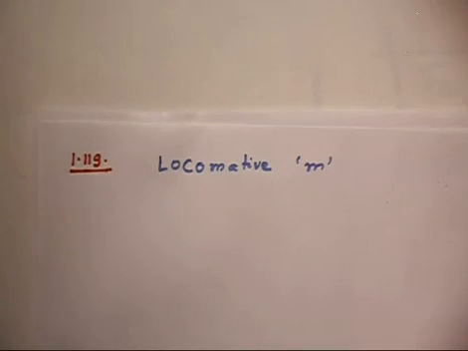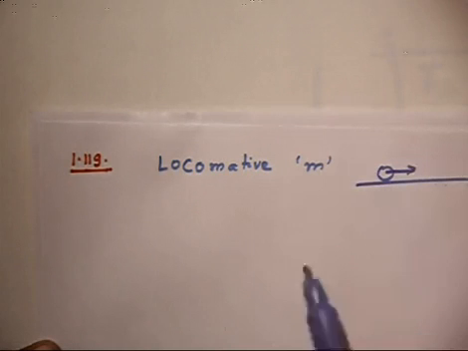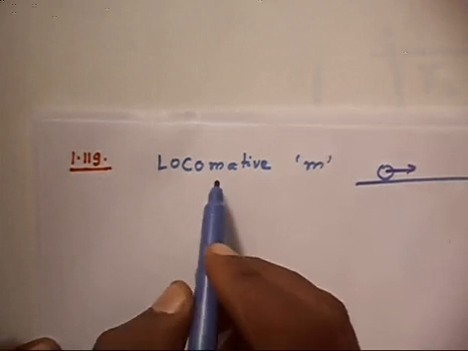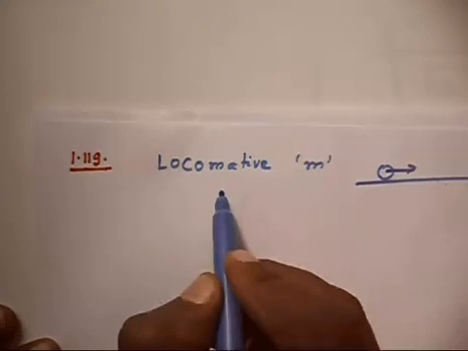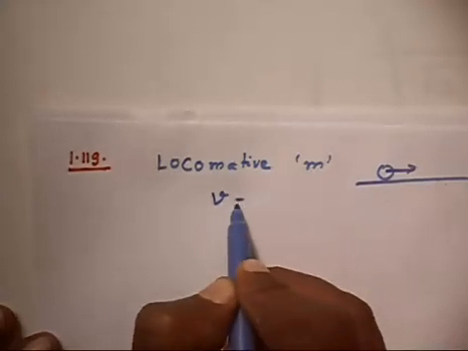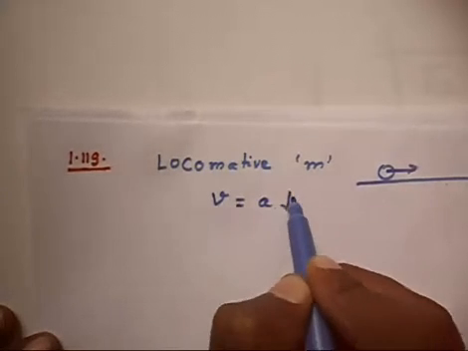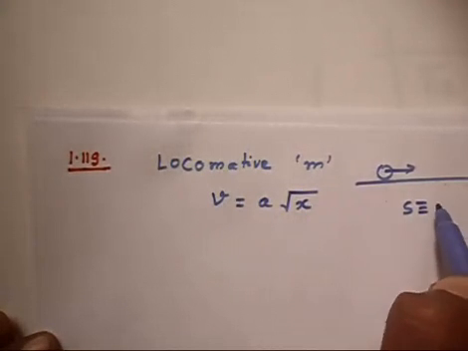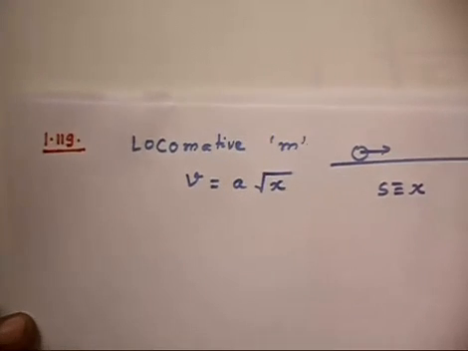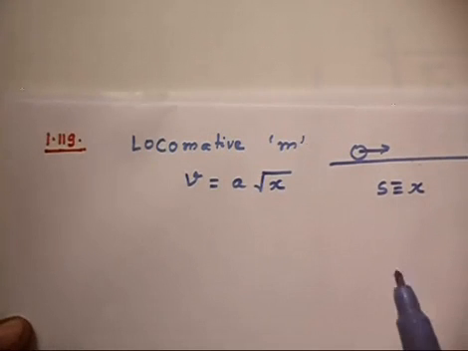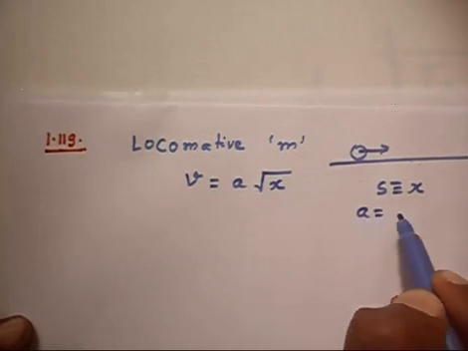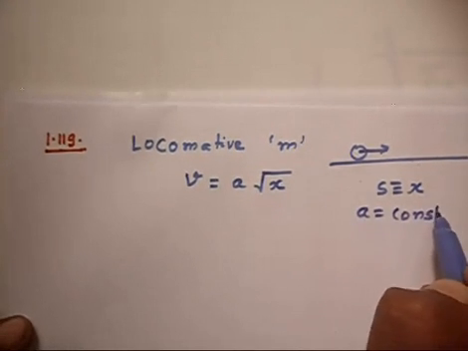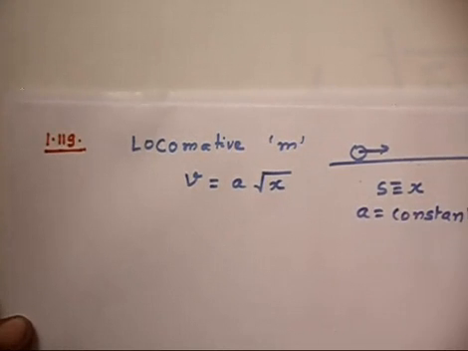It starts moving so that its velocity varies according to a law. The locomotive starts moving along some track, and its velocity is given by v equals a times, let us put x. In the problem it is given as s, but let us replace s with x because we are habituated with x, where a is a constant. We have to keep in mind that a is a constant.